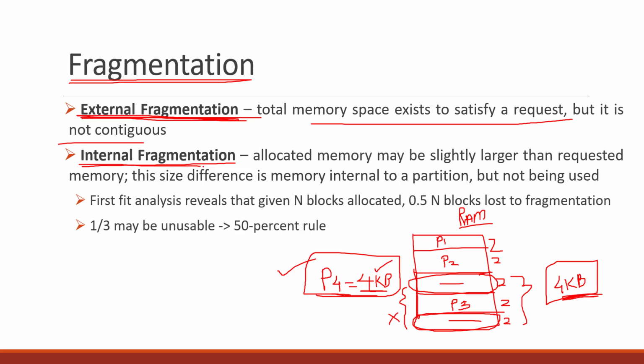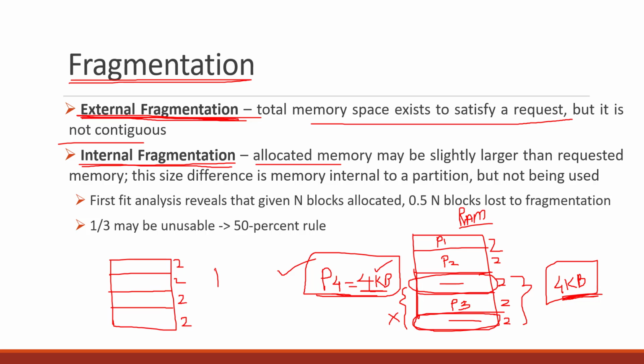Let's talk about internal fragmentation. There is a very slight difference between internal fragmentation and external fragmentation. Let's talk about what internal fragmentation is. As mentioned over here, the allocated memory may be slightly larger than the requested memory. This size difference is memory internal to a partition but not being used. As we already discussed this, let me do it once more. What is happening is we have again fixed size. So I'm talking about fixed size right now. So this is 2 KB, this is 2 KB, this is 2 KB, and this is 2 KB.